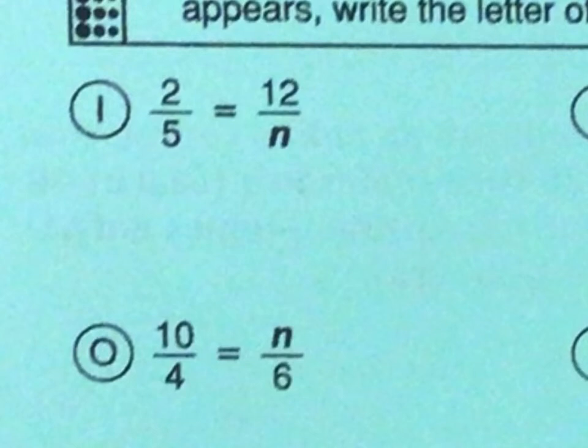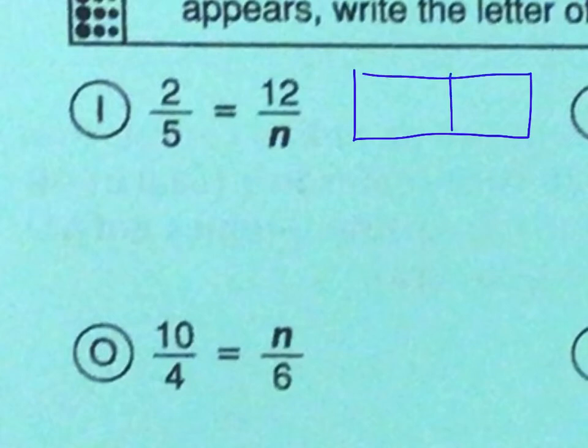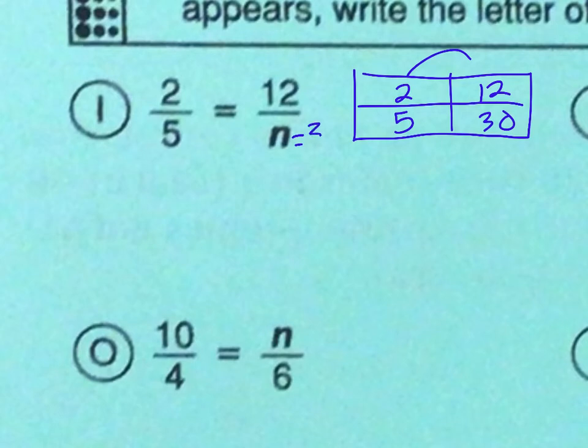So I'm going to go through this and do it a couple of different ways, just so you're seeing it multiple times here. First of all, I'm just going to set up a ratio table. Now, is that 2 to 5 simplified? It is, so I can use it. And I know this is 12, and I'm trying to get that other part. So how did 2 turn into 12? I times it by 6. 6 times 5 is 30. So I know n equals 30.